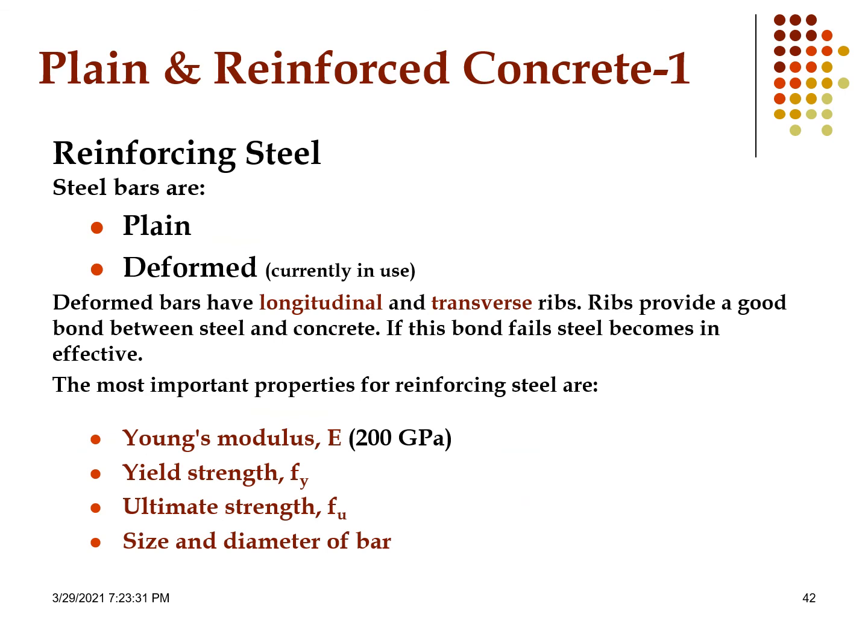Now reinforcing steel. We have two different types of steel: one we call plain and secondly deformed bar. Now we only use deformed bar. Deformed bars are those which have longitudinal and transverse ribs, sometimes called lugs. Ribs provide a good bond between steel and concrete. The important properties of steel reinforcement are Young's modulus, yield strength, ultimate strength, size, and diameter of the bar.